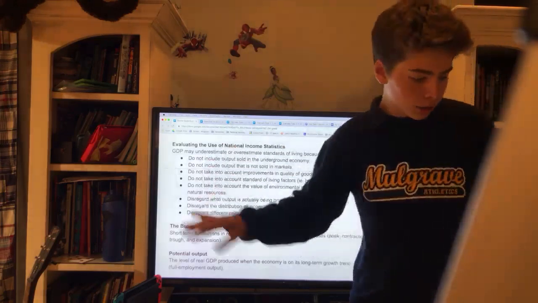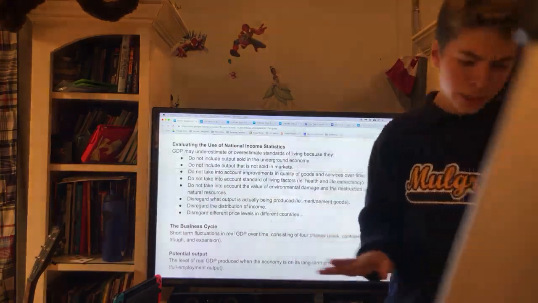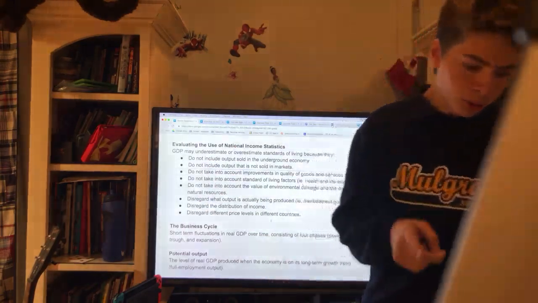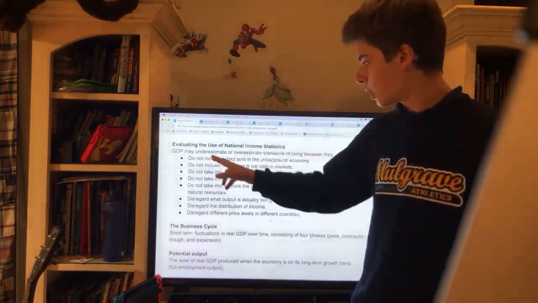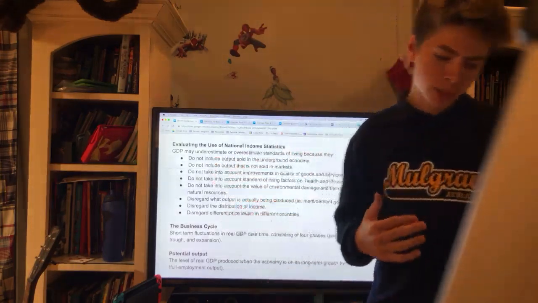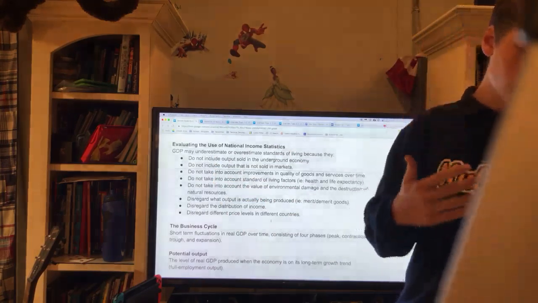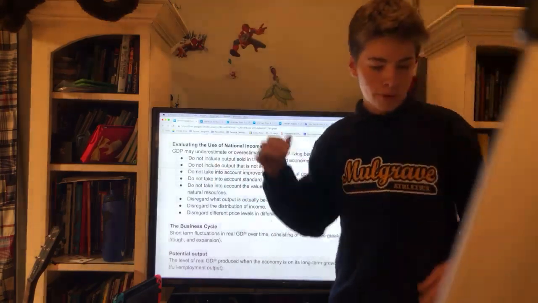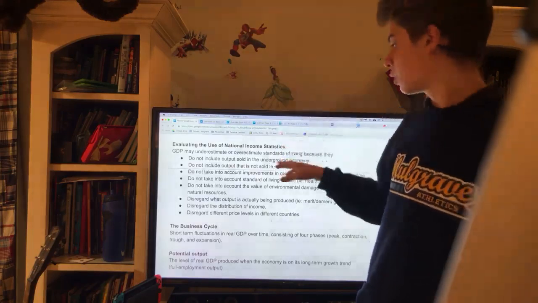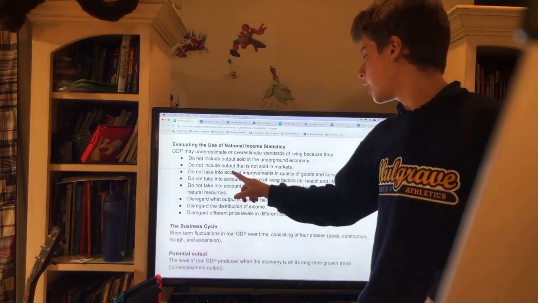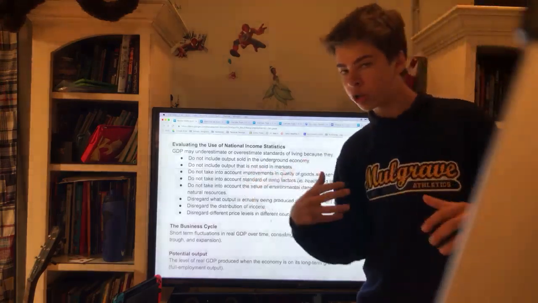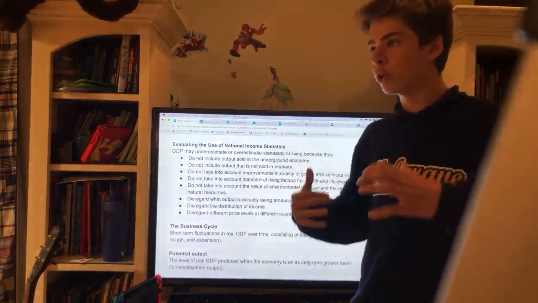You can probably read them over there. I'm not really going to explain them that much. There probably will be a question about this on the exam. I strongly recommend you just memorize 3 of them and be able to explain them. The easiest, in my opinion, to memorize are goods that are not sold in the underground economy, as well as improvements in quality of goods. It doesn't measure how good a quality is.